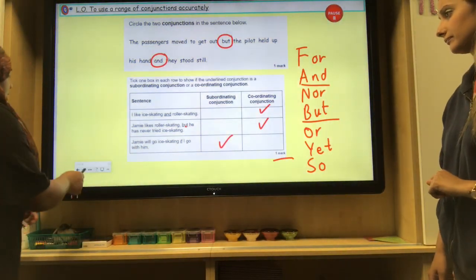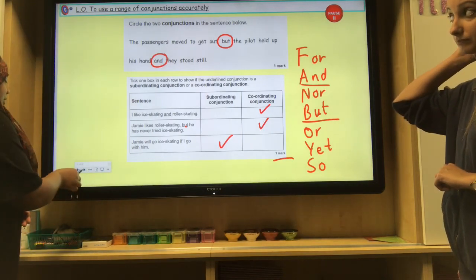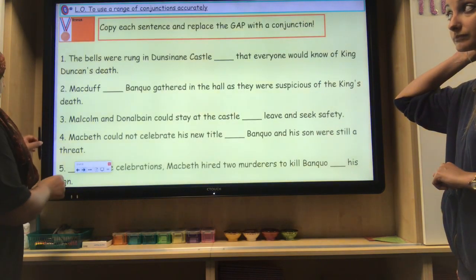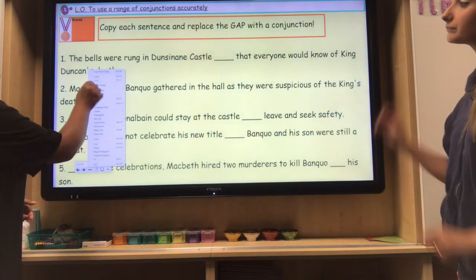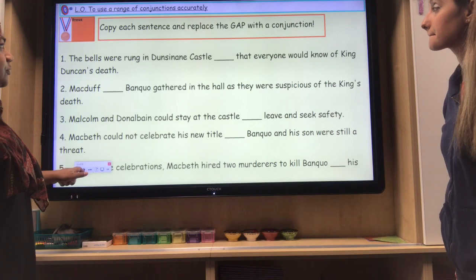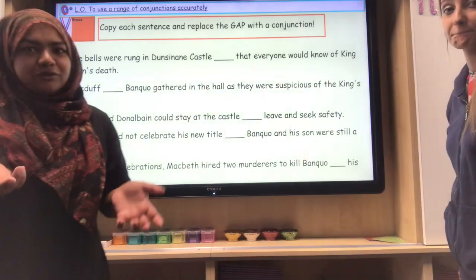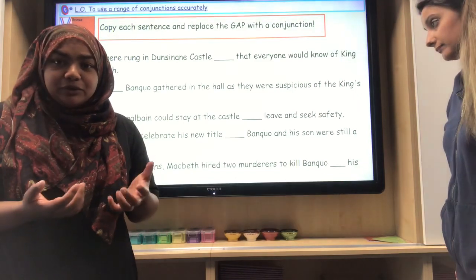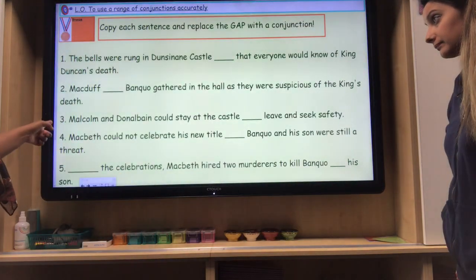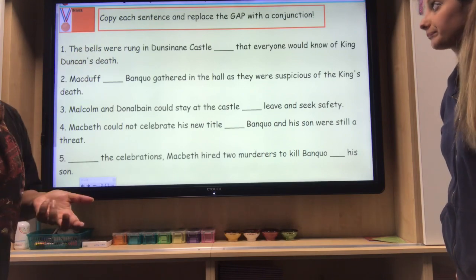Okay. So we are now going to look at the activities after that brief recap on conjunctions. So, bronze. All you have to do is the following. It says copy each sentence and replace the gap with a conjunction. So it doesn't specify whether it's coordinating or subordinating, you can use either, okay? So you've got 5 sentences here, and you just need to fill in the gaps with a suitable conjunction.